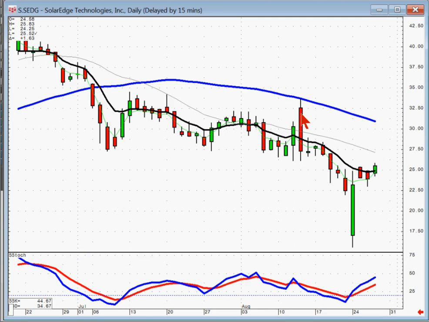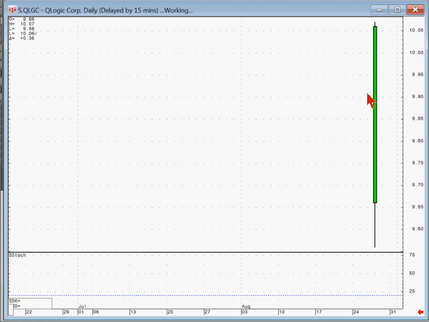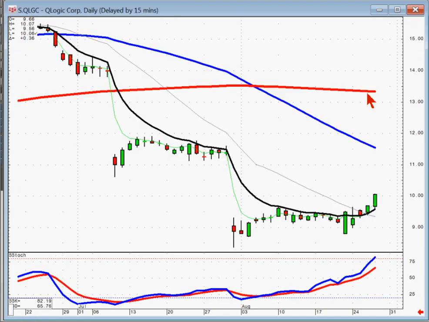SEDG, there's your big belt hold signal. You can start buying this one with the anticipation your next target is the 50-day moving average. Remember that belt hold tells you they've wiped out quite a bit of sellers, so there's not going to be any sellers in the way.